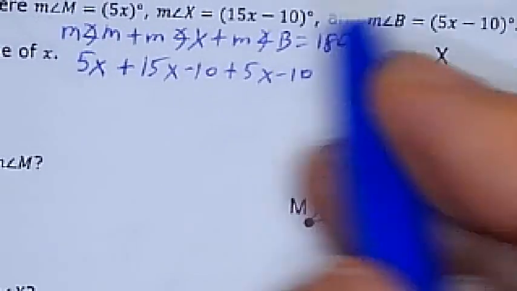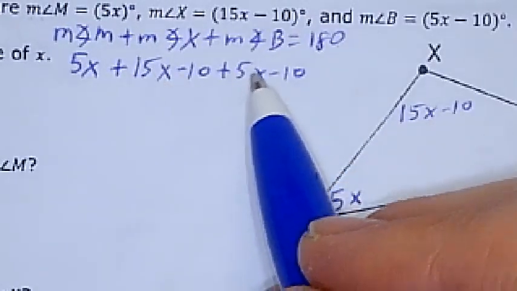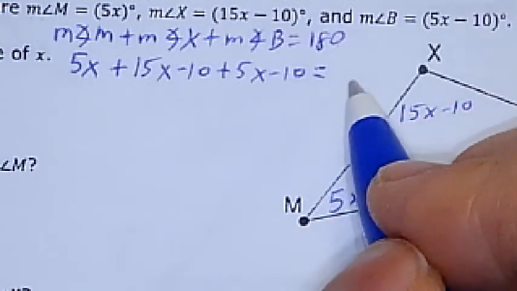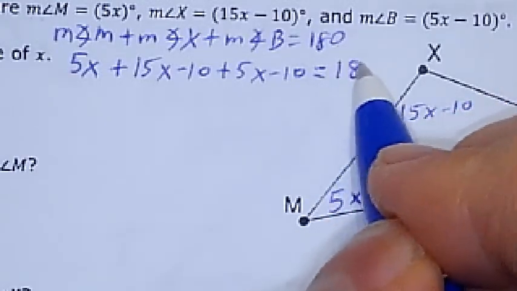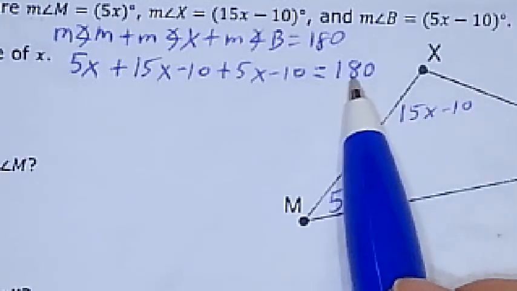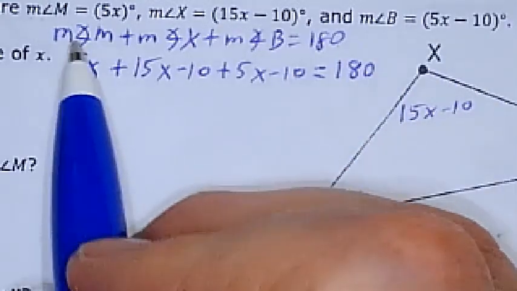What is that supposed to equal? And you already told me. Right there. It's 180. There you go. Because the sum of the interior angles of a triangle is 180. And there you go. So just add. That's 5 and 15 and 5. What does that make?